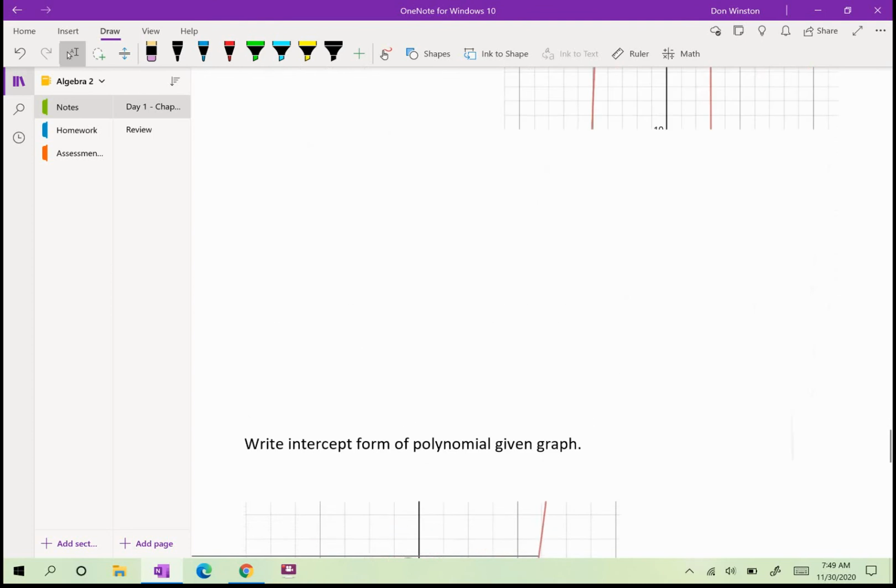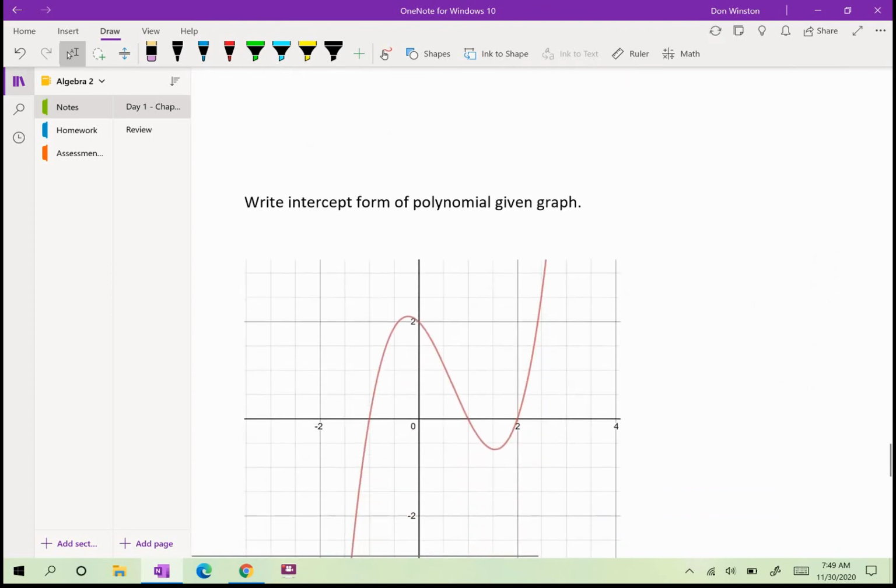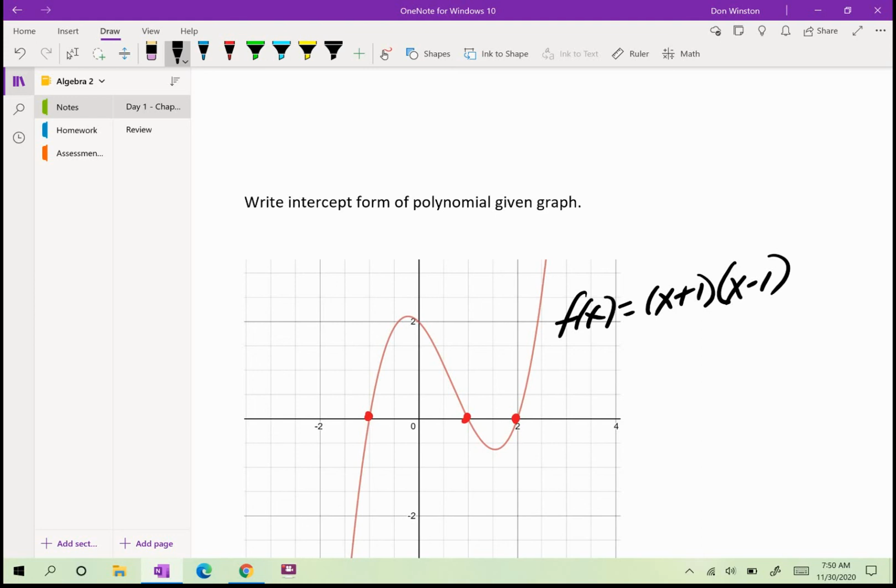All right. So write the intercept form of the given graph. Well, here I see that my zeros are -1, 1, and 2. If my zero is -1, my factor would be x plus 1. If my zero is 1, my factor would be x minus 1. And if my zero is 2, my factor would be x minus 2. That would be the intercept form.